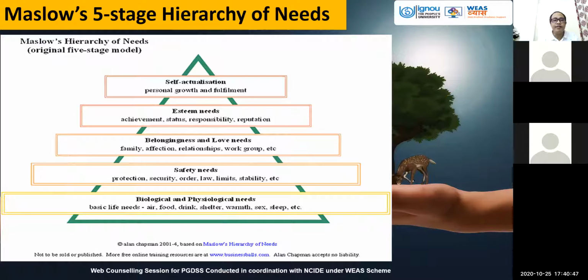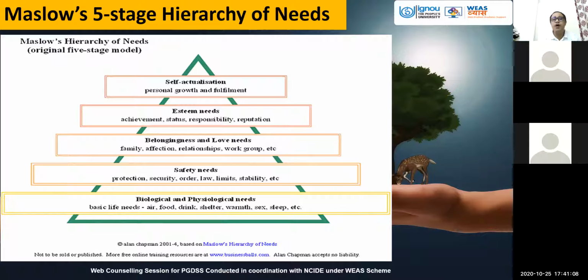Then will come your affection, your relationship, and your group of people. That means your relationship with other communities, or the relationship between different families and other networks.